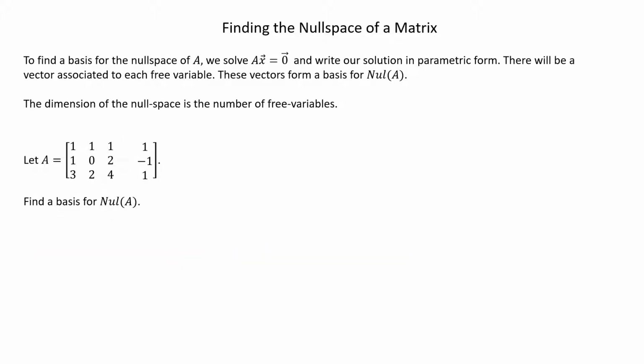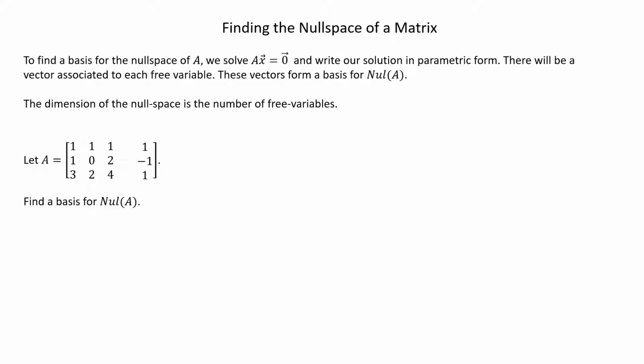In order to find a basis for the null space of A, all we're going to do is solve Ax = 0 and write our solution in parametric form. For each free variable, we're going to have one vector, and these vectors form a basis for the null space. So the dimension of our null space is just going to be given by the number of free variables. All right, let's try this out with an example.